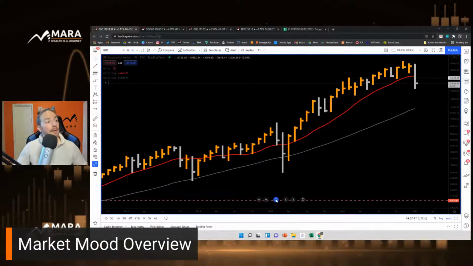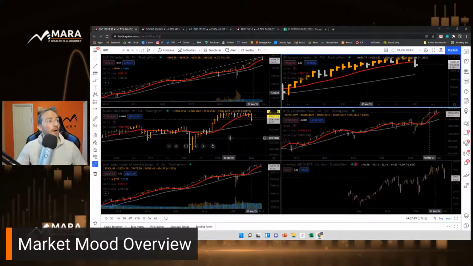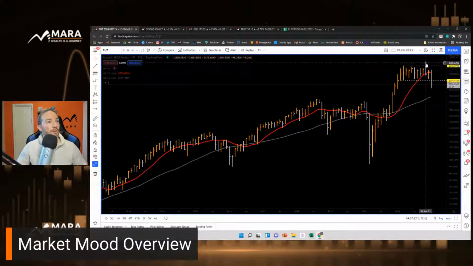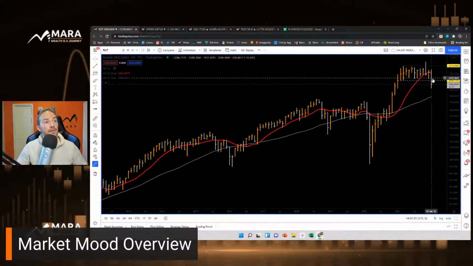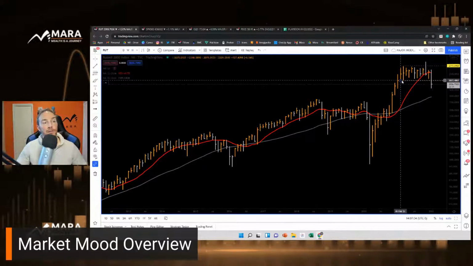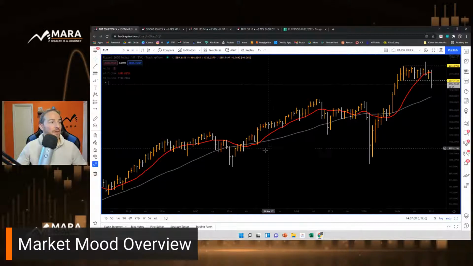So I don't want to beat a dead horse here, but the others are similar. Like, well, when we come over here to the Russell, it made a series of lower highs, lower lows, undercut the several months lows. Like it was holding this low here from February of 2021, was knocking on the door for a long time, and then finally broke that this month.